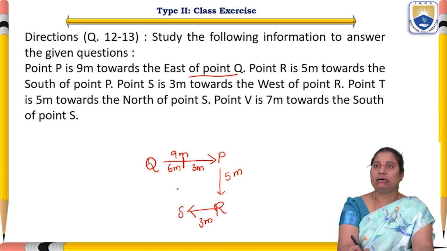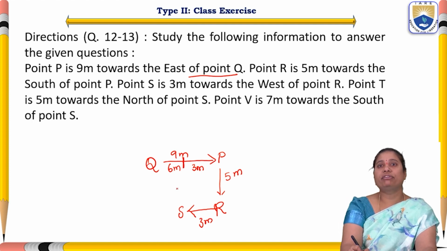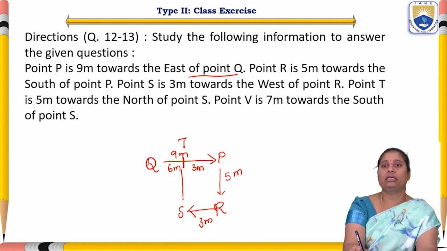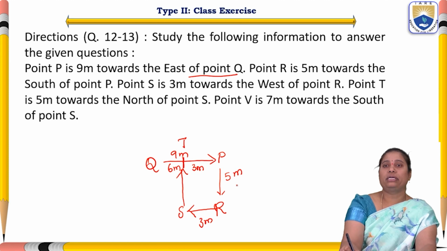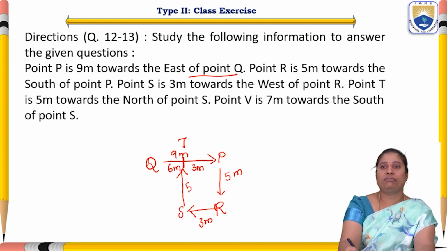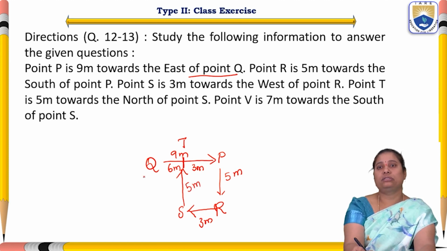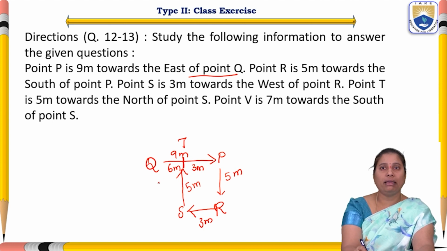And point S, after that point S, point T is 5 meters towards the north of S. So this is T's location, because in parallel to this one, 5 meters are all there. From S to T, it is 5 meters. It is on the similar line.